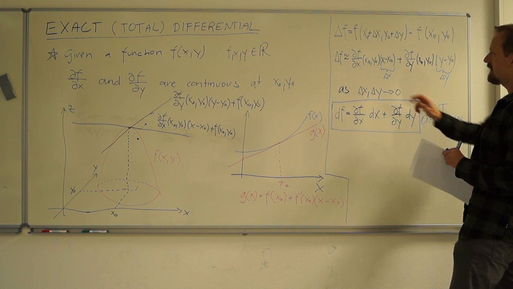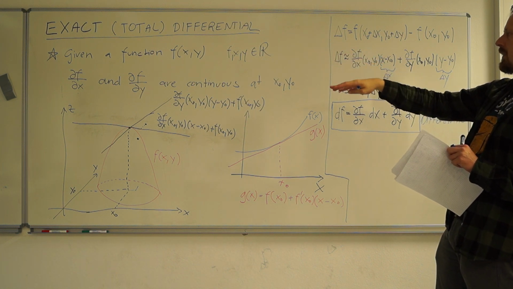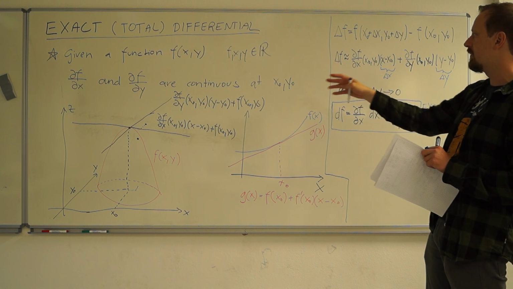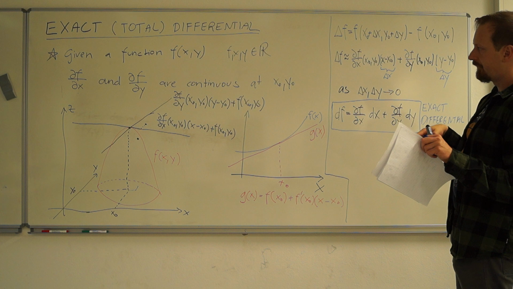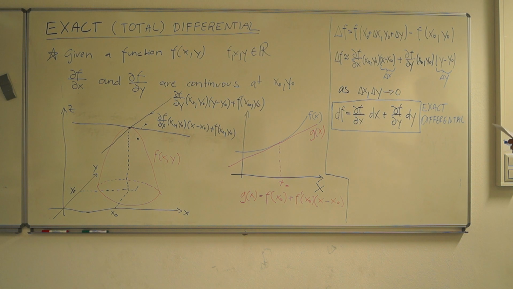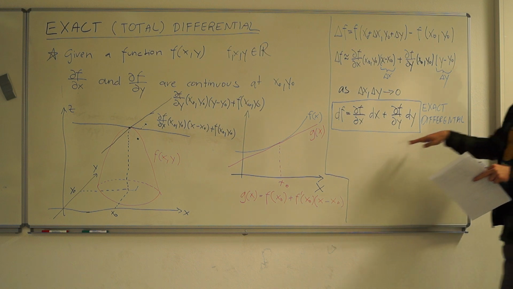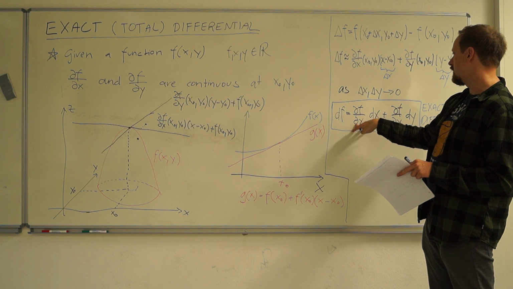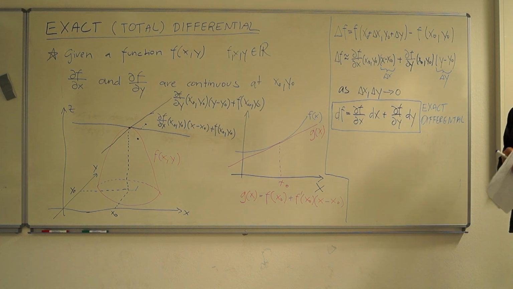With the prerequisites that we have a function f dependent on x and y, and the partial derivatives with respect to x and y are continuous everywhere, and actually also that the definition space of the function is a simply connected one. But don't worry too much about this. The interpretation of this is that we can describe small changes of f with its partial derivatives. So that is the message for now.